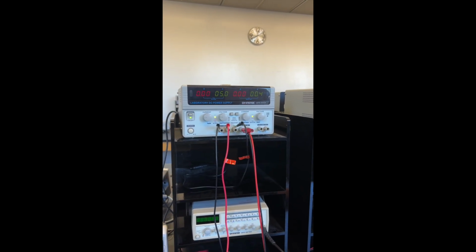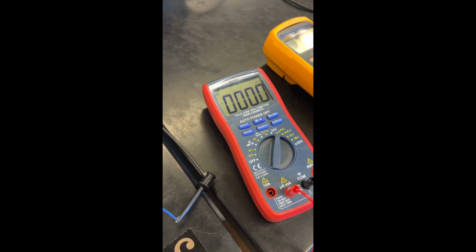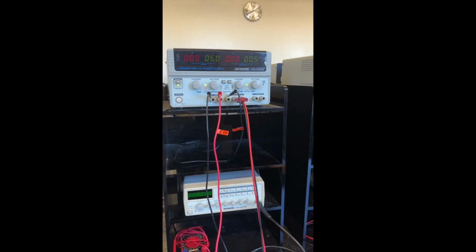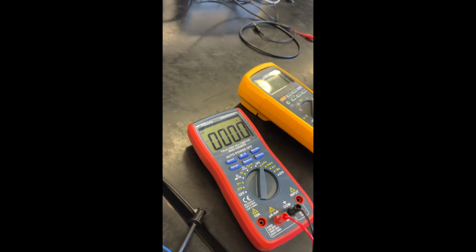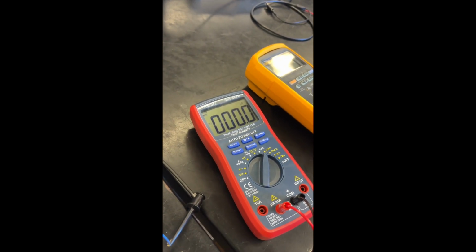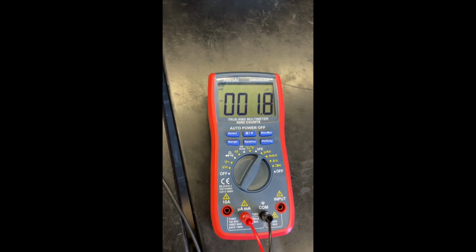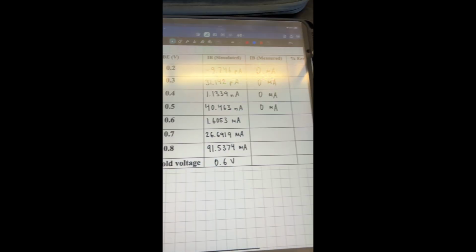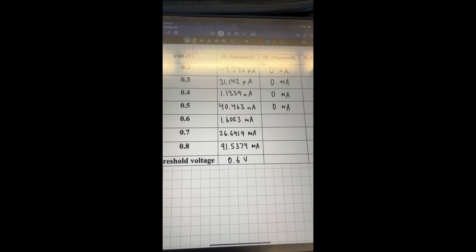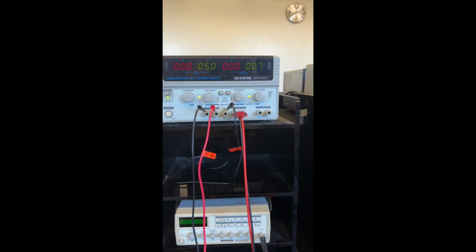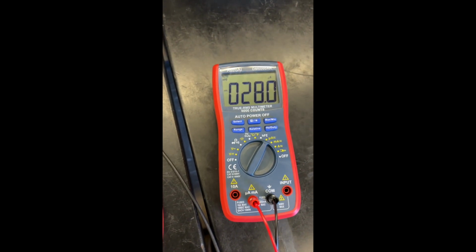All right, for a VN of 0.4 volts, I'm getting a base current of still 0 amps. For a VN of 0.5 volts, I'm still getting a reading of 0 microamps. All right, now for my VN of 0.6 volts, I'm getting a reading of 1.8 microamps, and my simulated was 1.6 microamps.